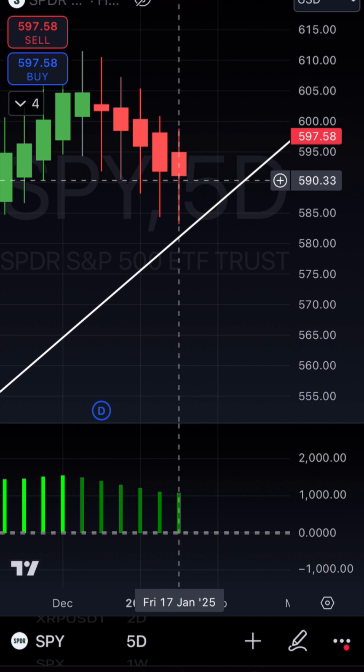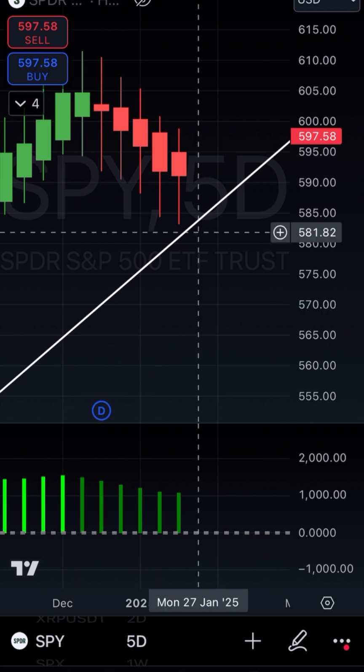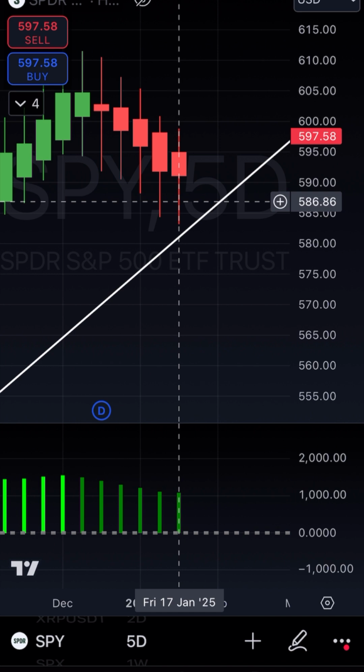What we can tell by looking at this 5-day candle right here is that it's close to the bottom, which is about 582, and we see this big wick down here, which is telling me that the price is going to start pushing up. So there's more pressure to push it up than there is to push it down. Going into the next week, the price is most likely going to go up.